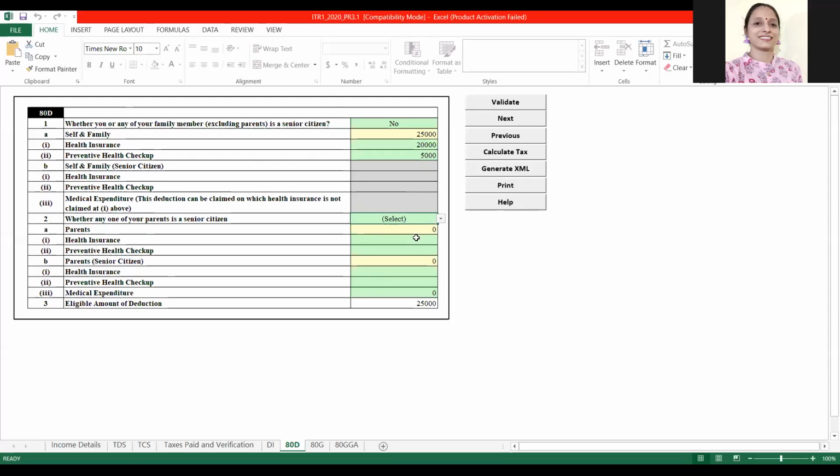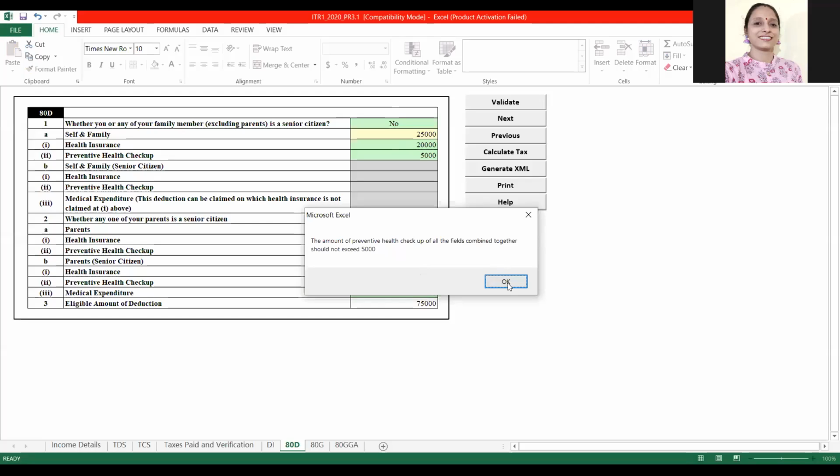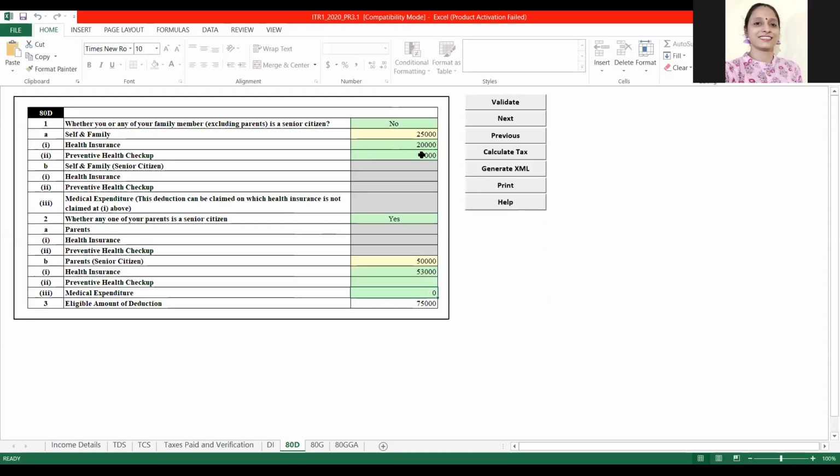That is allowed. Now, whether your parents are senior citizens, so I will select yes. Now, it is asking me how much is the health insurance. So say for example, for my parents, I have health insurance of 53,000. I will take it. Okay. And preventive health checkup for them, I have incurred the expenditure of 6,000. See, it gives me a message that you and your parents combined together, preventive health checkup is available 5,000. So since I have claimed 5,000 for myself, I cannot again put the amount over here.